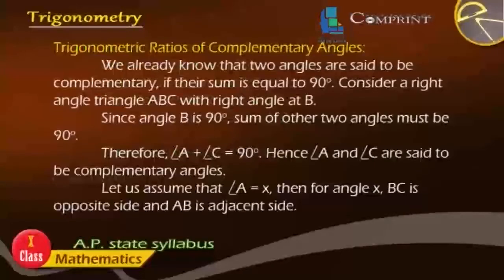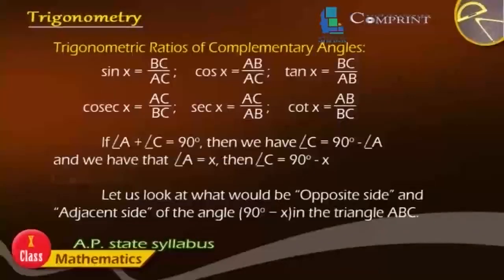Trigonometric ratios of complementary angles. We already know that two angles are said to be complementary if their sum is equal to 90 degrees. Consider a right angle triangle ABC with right angle at B. Since angle B is 90 degrees, sum of other two angles must be 90 degrees. Therefore, angle A plus angle C is equal to 90 degrees. Hence, angle A and angle C are said to be complementary angles. Let us assume that angle A is equal to x. Then, for angle x, BC is opposite side and AB is adjacent side.